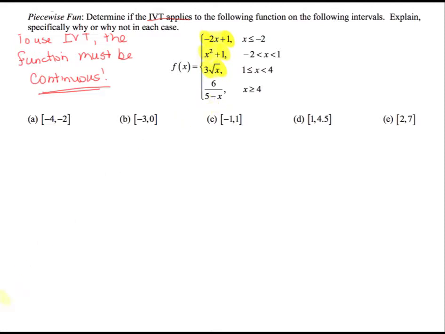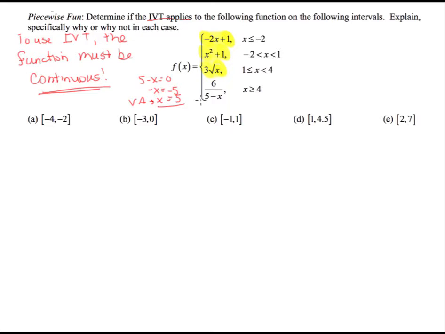And then my last one, this rational function, well, it's going to be continuous everywhere except when the denominator equals 0. And so let's check and see if that denominator is equal to 0. If I solve that, I end up when x is equal to 5. So that's in that piece because we're using this equation when x is greater than or equal to 4. So I have a vertical asymptote at 5. So I know I have a point of discontinuity, an infinite discontinuity, at x equals 5.